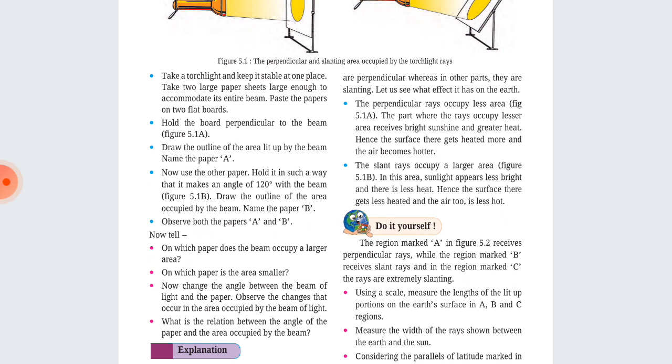Now change the angle between the beam of light and the paper. Observe the change that occurs in the area occupied by the beam of light. What is the relation between the angle of the paper and the area occupied by the beam?